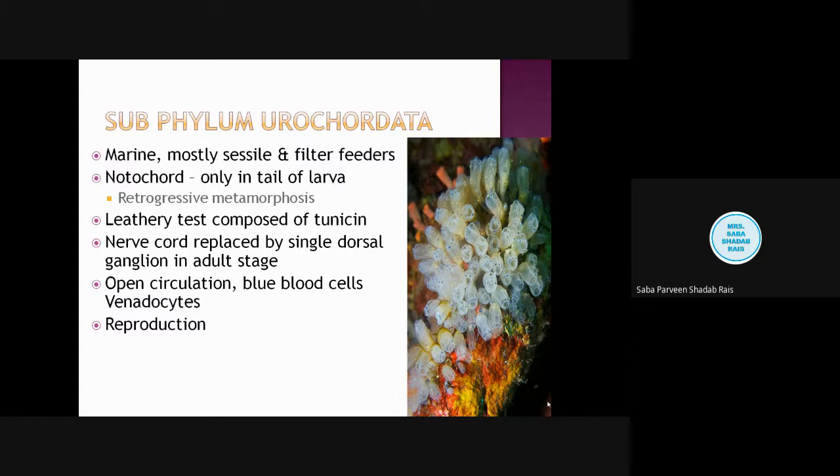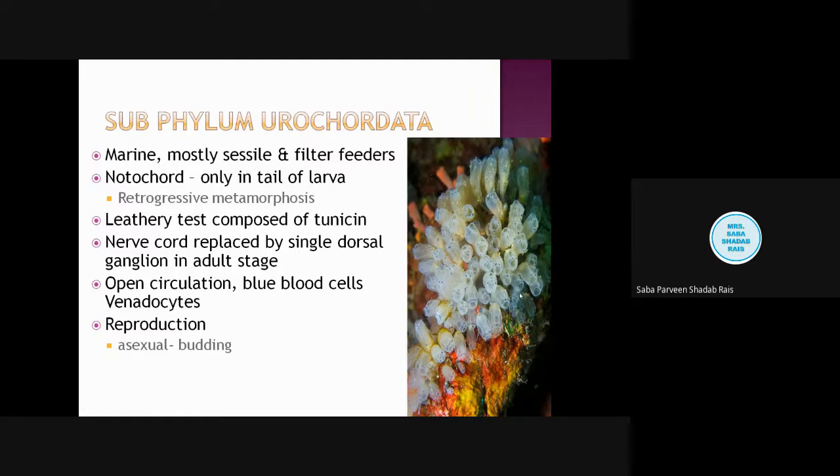Then, when we talk about their reproduction, they are hermaphrodite, and they can also do asexual reproduction. First we will talk about asexual reproduction, then we'll discuss the sexual part. When we talk about asexual reproduction, they reproduce by budding. That means the animal forms a small outgrowth in its body, and this outgrowth is nothing but a bud.